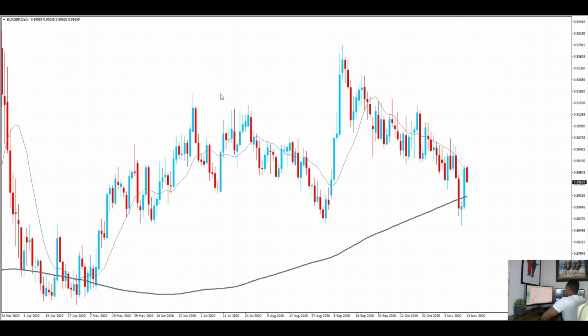And then I was saying that potentially price could be coming to go test a key level going through for Euro GBP.